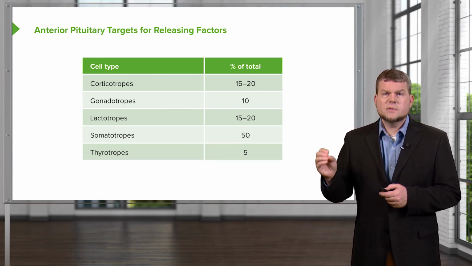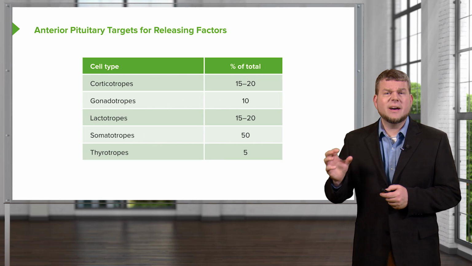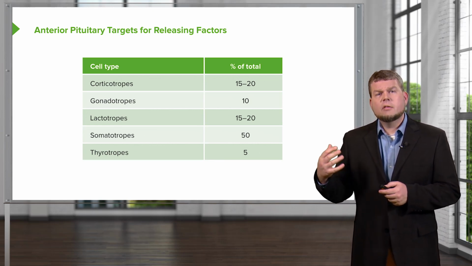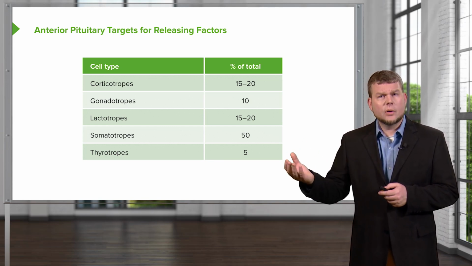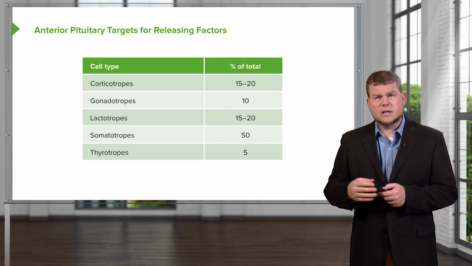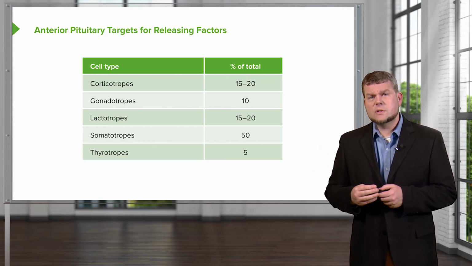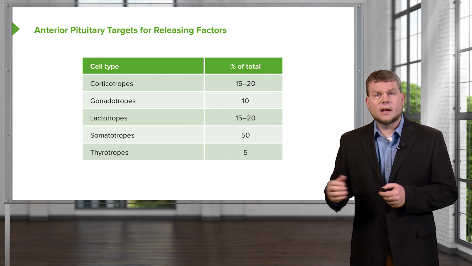So somatotropes are going to be the most numerous. About half of the cells are somatotropes. Then we have both lactotropes and corticotropes, about 15 to 20%. Finally, gonadotropes and thyrotropes are the lowest ones with 10 and 5 respectively.